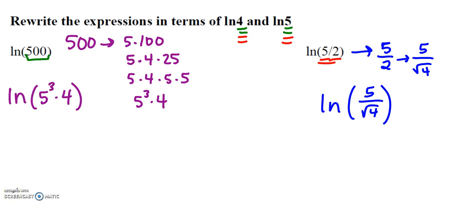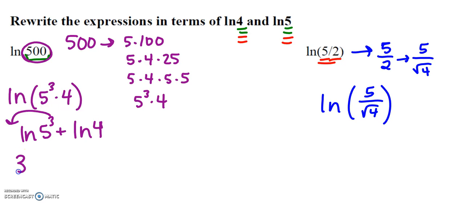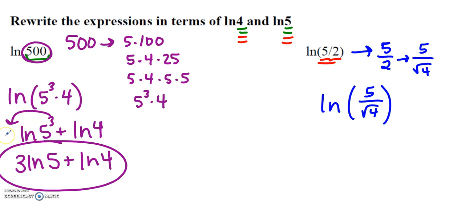All right, so breaking down 500, this was the route that I took, which left me with 5 to the third times 4. So if I go back to my natural log of 500 and rewrite 500 as 5 to the third times 4, I can use my log properties. That multiplication is going to turn into addition. And then I can swing my power property. And now my final answer is in terms of just natural logs of 4 and natural log of 5.